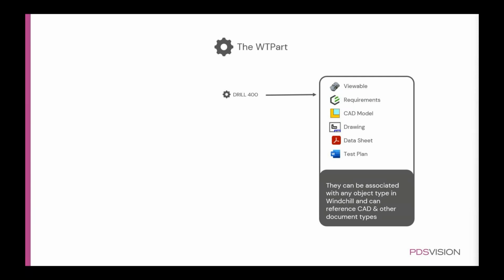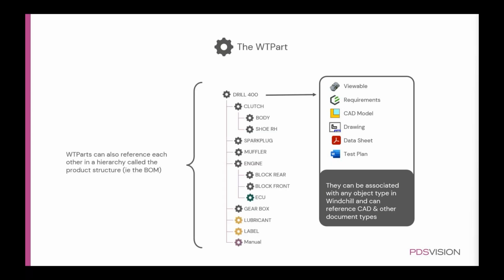Okay, so we've got the CAD to describe the form, fit, function. We've got the 2D drawing potentially that describes how the part should be manufactured. We might have some requirements, viewables, but that collector, that WT part, represents the part we're going to manufacture, and it is described by all of the other information that we put into the system. Those parts can then also be arranged into structures, product structures, from which we can then derive a bill of materials, okay, for various different parts of the business.